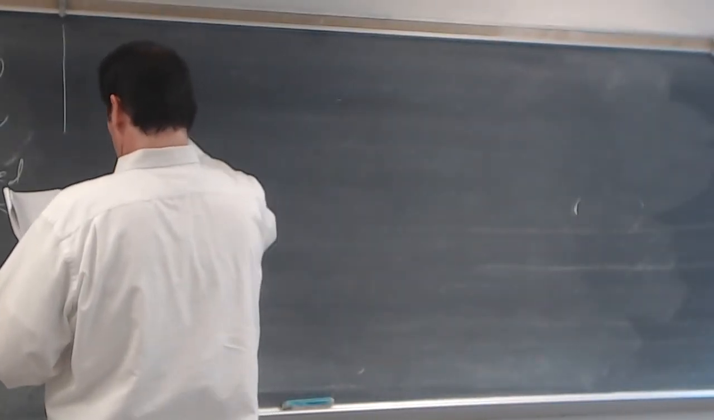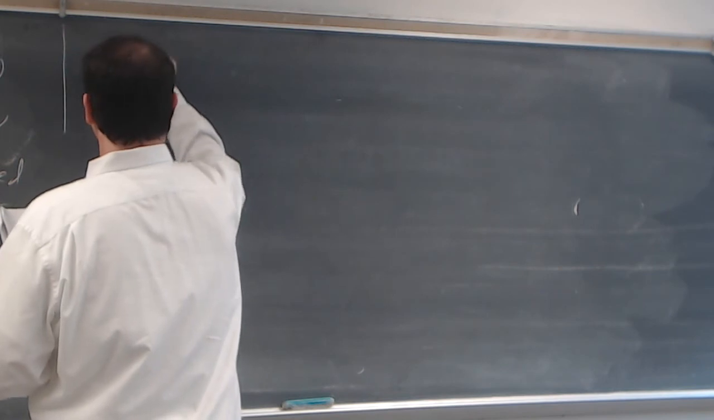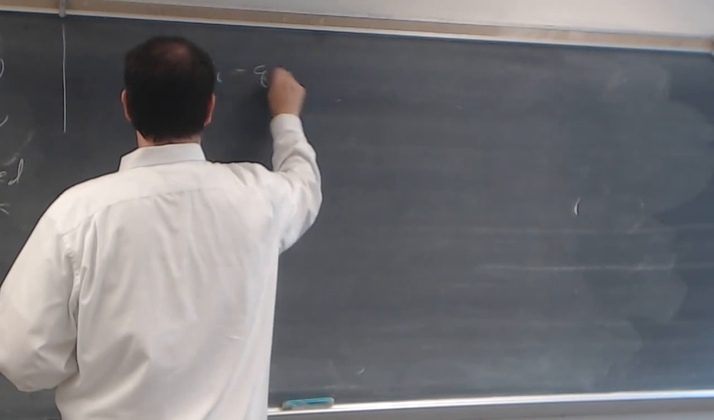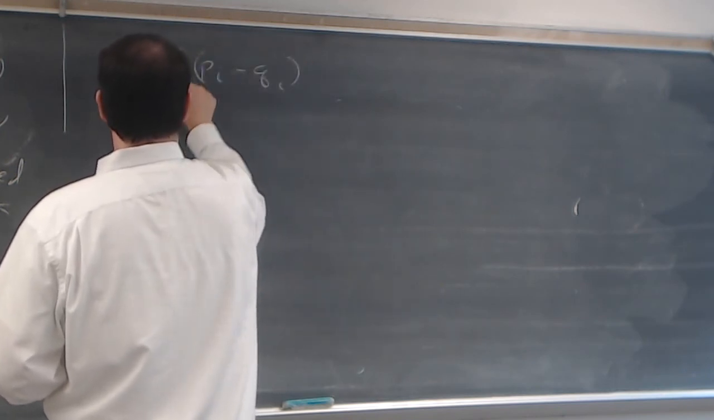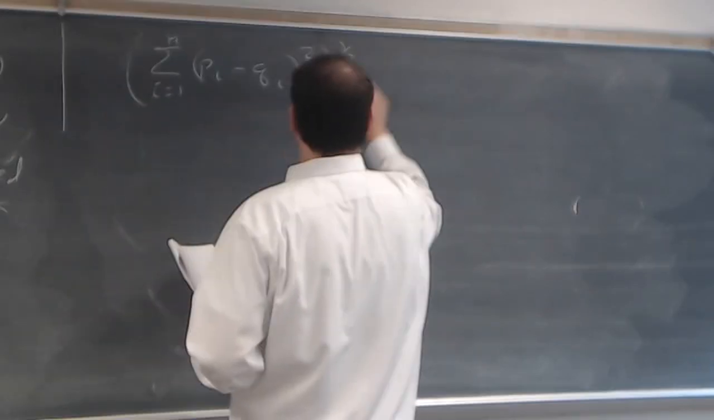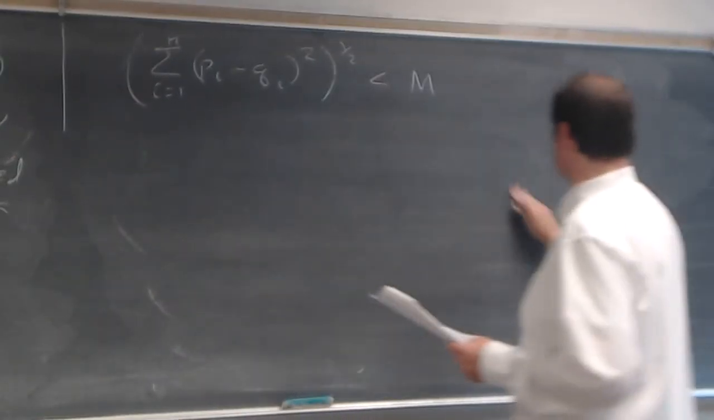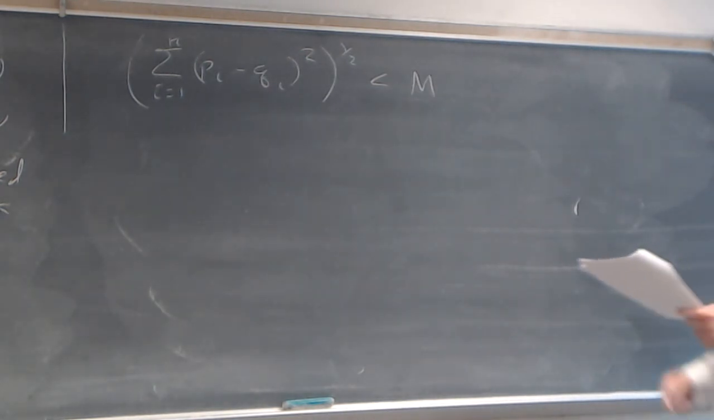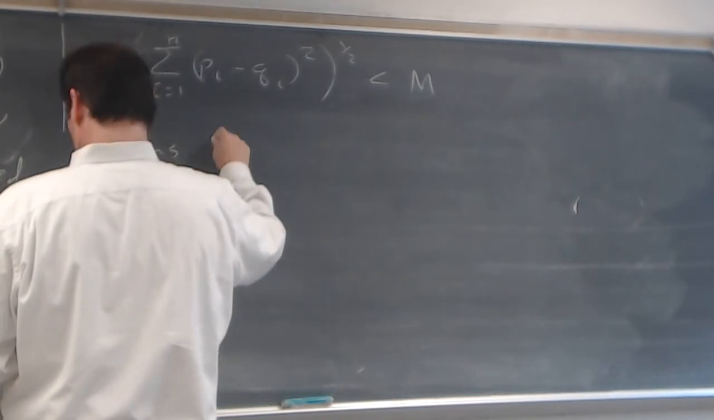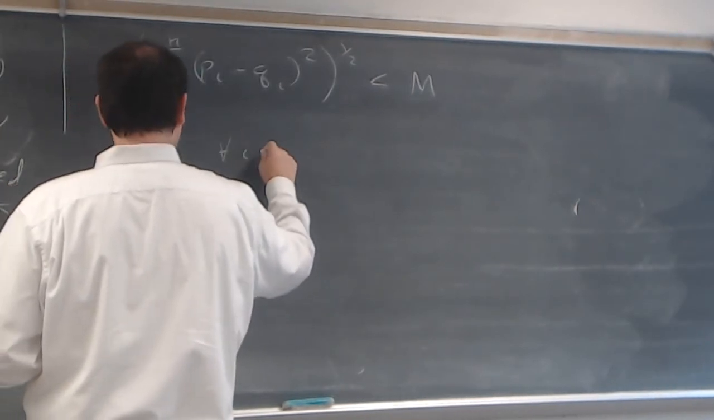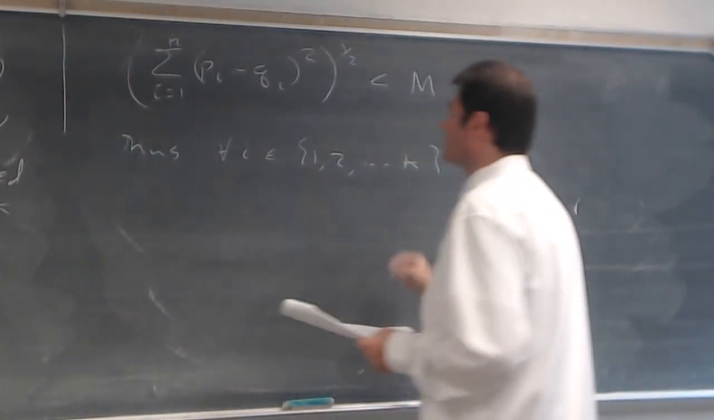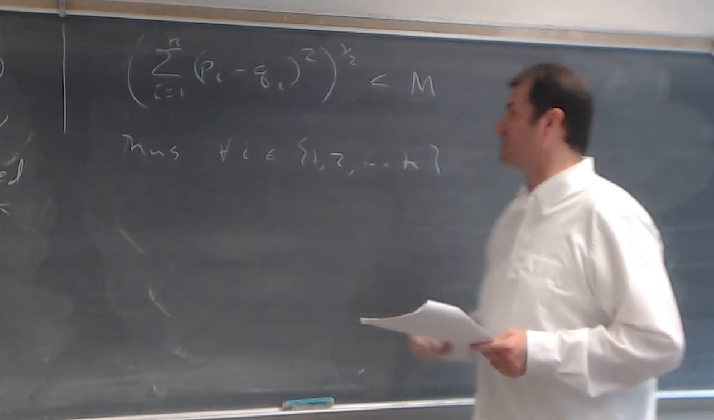Okay. That means that the norm, the sum of the p_i minus q_i, as i runs from 1 to k, squared, and you take half of it, is going to be less than m. Okay. So what that says is that this holds for all i that's an element of 1, 2, all the way up to k. So let's just look at these parts itself.